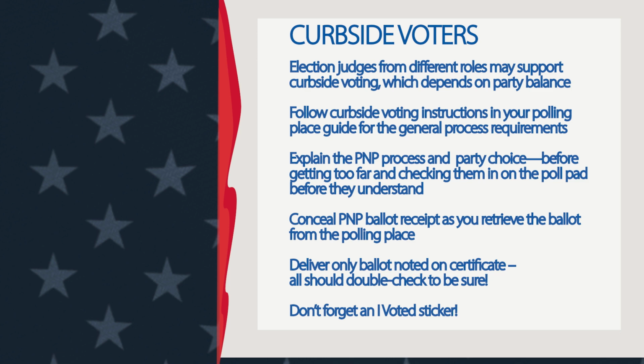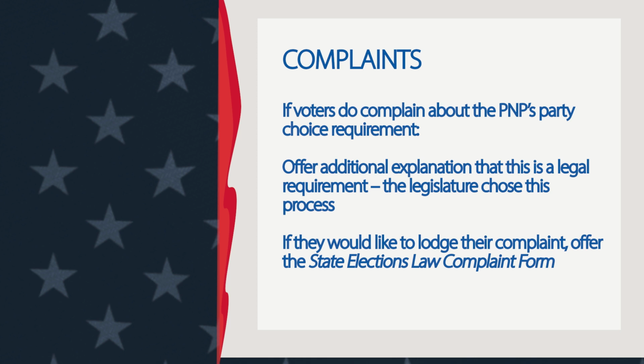If voters do complain about the PNP's party choice requirement, offer additional explanation that this is a legal requirement. The legislature chose this process. If they'd like to lodge their complaint, offer the state election law complaint form. There should be extra paper copies included with the supplies, just in case.